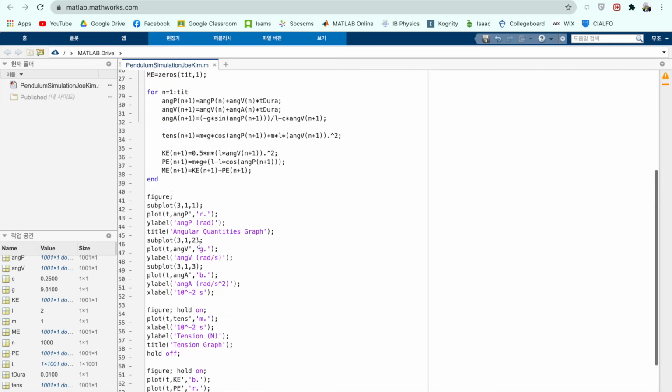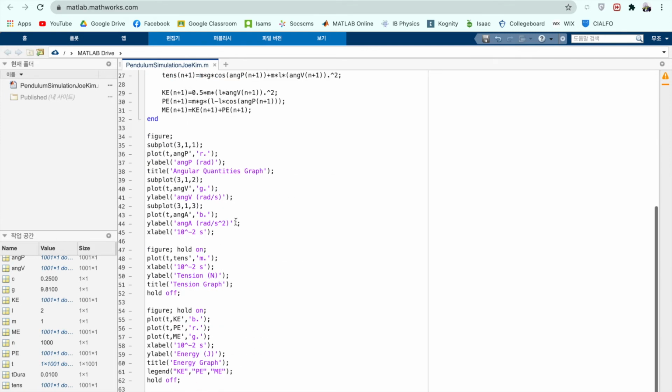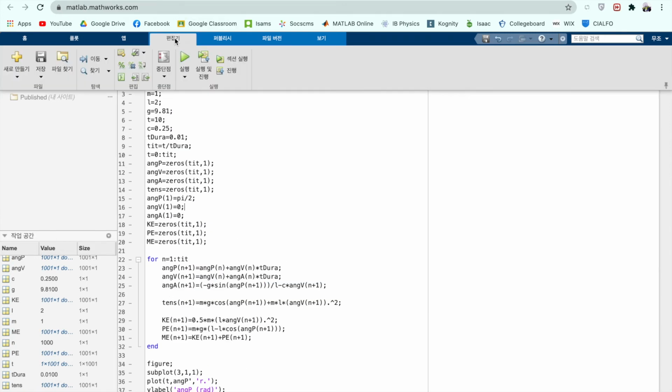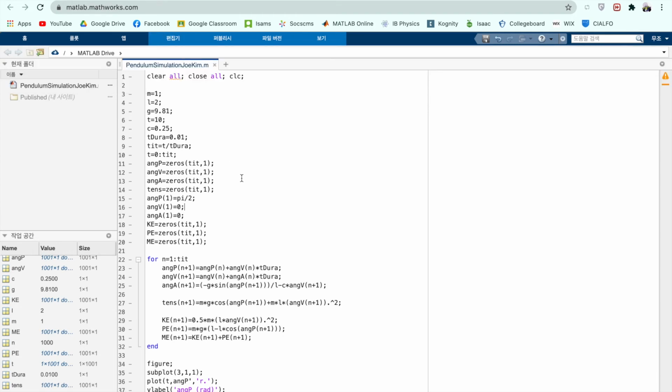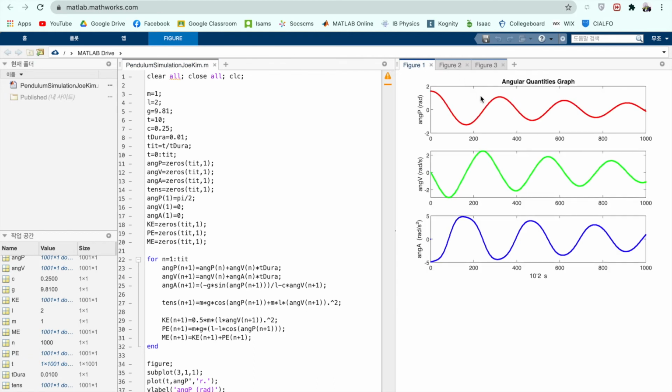I'll post the code in the description below, so you could have a go at doing the same thing with MATLAB. And so when I run this code, I'm hopefully going to get three graphs. Yep. Figure 1, yeah, like that. So that's figure 1, whereby the angular quantities, the angular position, the angular velocity, and the angular acceleration, and how they vary by time is graphed.